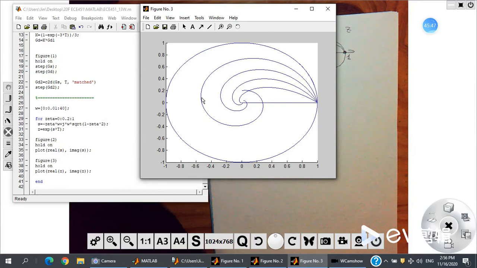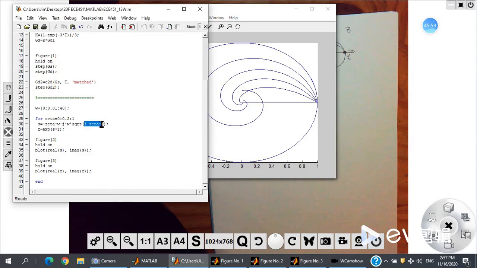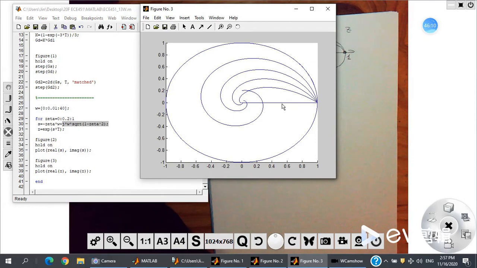Then we have zeta is 0.2, 0.4, 0.6, 0.8 until 1. When zeta is 1, this term, 1 minus zeta squared, is 0, so we do not have an imaginary part. S should be a real number. So this one is just this line. Then Z, S will be a real number, then Z is also a real number.